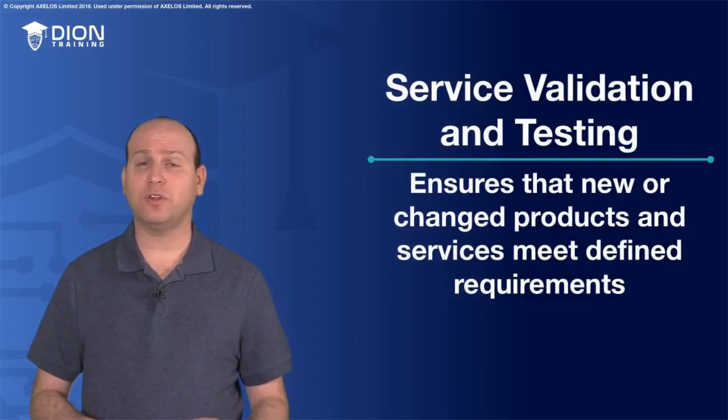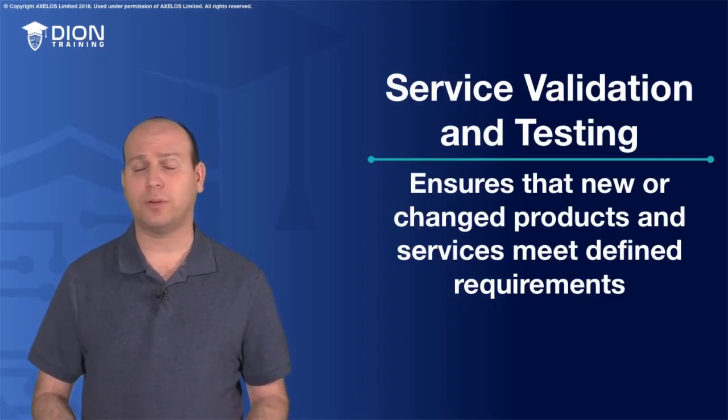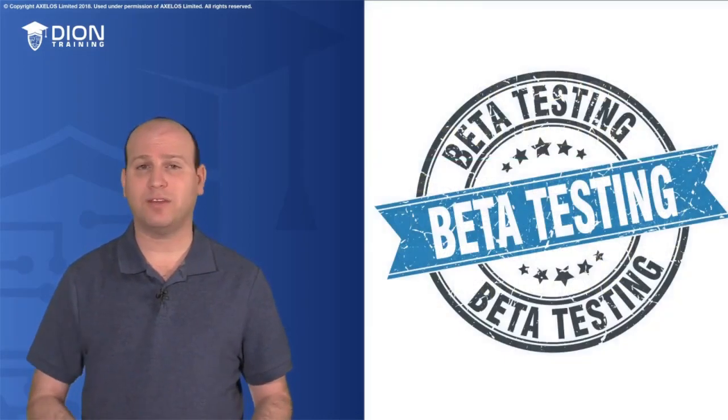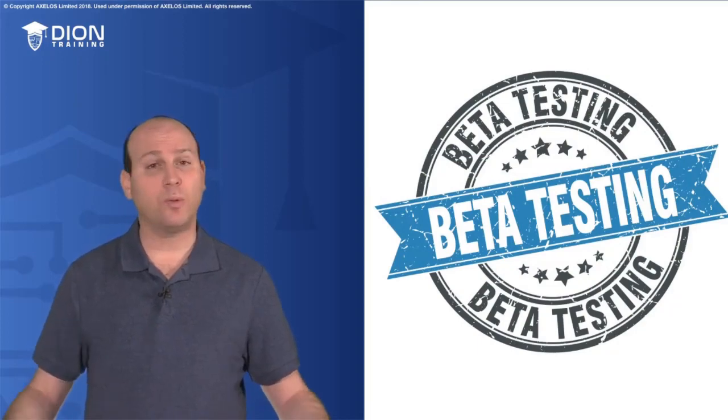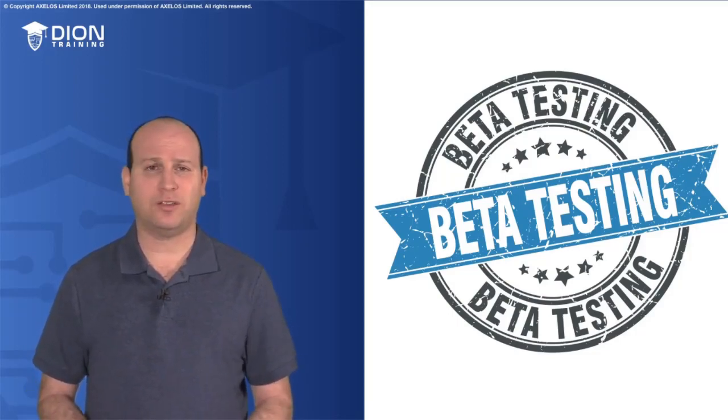Well, let's say I was going to build a new website. Before I put it out there for public release, I would want to make sure we went through some sort of service validation to make sure everything's working properly. And we'd go through some beta testing to ensure we tested it in-house, we brought in some external testers, and it was doing everything the way that we needed it to. That's the idea in service validation and testing.